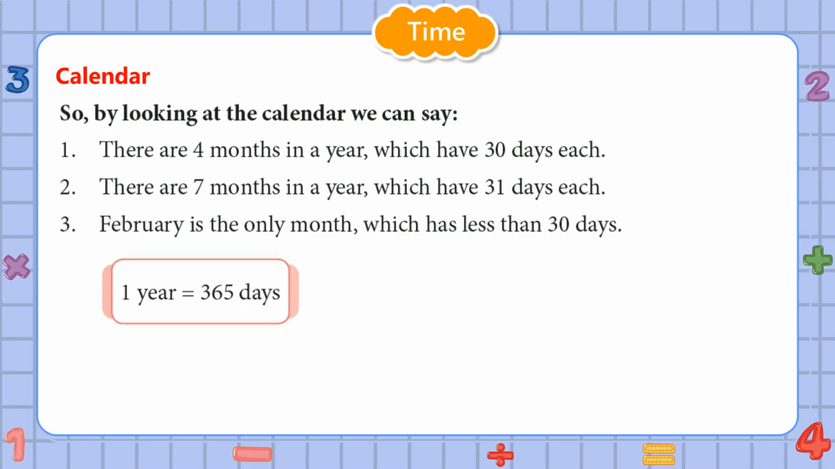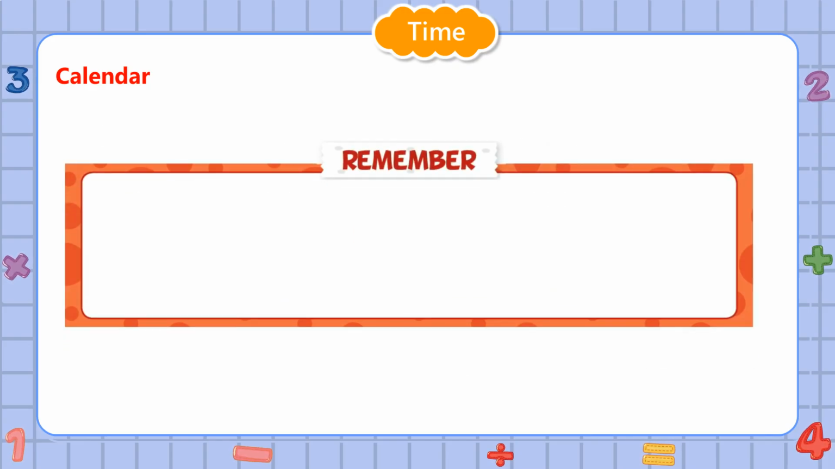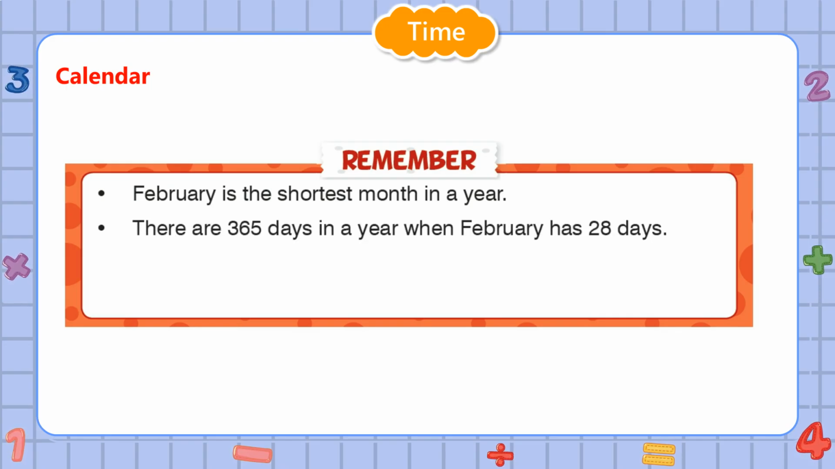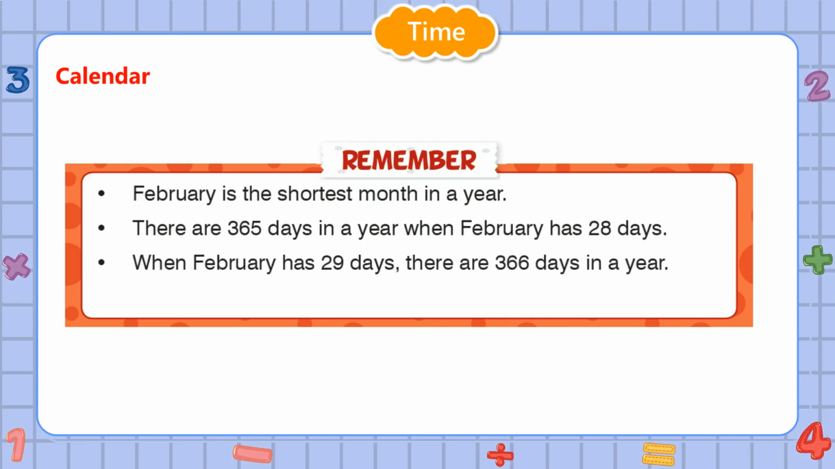1 year is equal to 365 days. 1 year is equal to 12 months. Remember, February is the shortest month in a year. There are 365 days in a year, when February has 28 days. When February has 29 days, there are 366 days in a year. A year of 366 days is called a leap year.